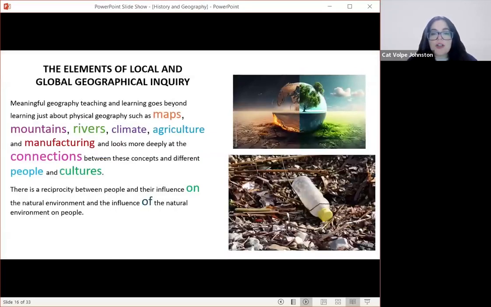So meaningful geography teaching and learning goes beyond just learning about the physical geography, though. It's not just about maps, mountains, rivers, climate, agriculture, and manufacturing. Many of us learned that many years ago in school, but we're looking more at connections, people, and cultures. That's why I said if you're not really keen on the physical geography, the human geography is really prominent in geography now, which is great. There is a reciprocity between people and their influence on the natural environment and the influence of the natural environment on people. So there's a back and forth motion between how we influence our environment and how it influences us. And that's really the focus in geography.